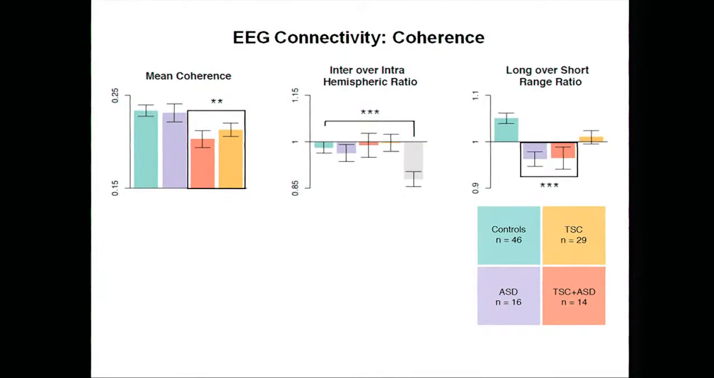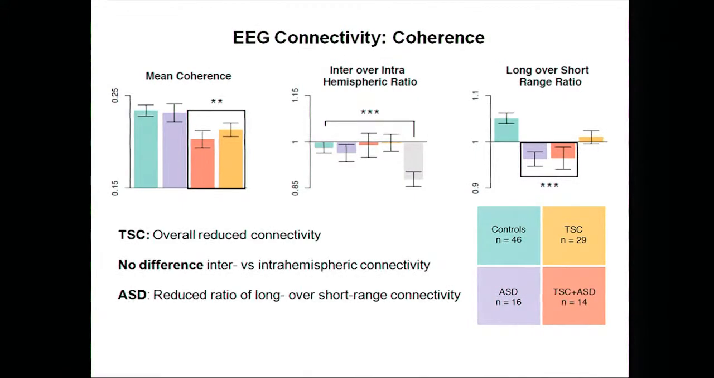And then long over short range connectivity as a ratio is significantly decreased in patients with autism, and that is regardless of their underlying disorder. So the idiopathic, those patients without a known medical or genetic cause of autism, are here in purple, and then with TSC in red, and they actually contribute equally. So TSC is characterized by an overall reduced connectivity, and autism is characterized by a reduced long over short range connectivity.